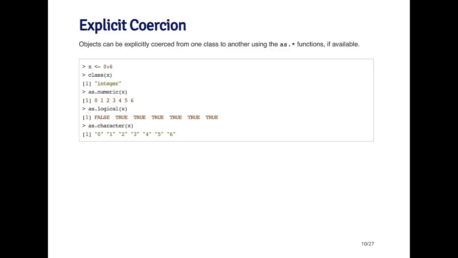I can say as.logical on it, and what happens? Well, the convention is that 0 is false, and any number that's greater than 0 is true. So when I convert to logical, I get false, and then everything else is true. When I call as.character on x, it takes all the numbers and converts them into characters. So now I've got the string 0, the string 1, 2, etc. And finally, if I call as.complex, this is fairly straightforward because all it does is give you a complex number where all the imaginary components are 0.